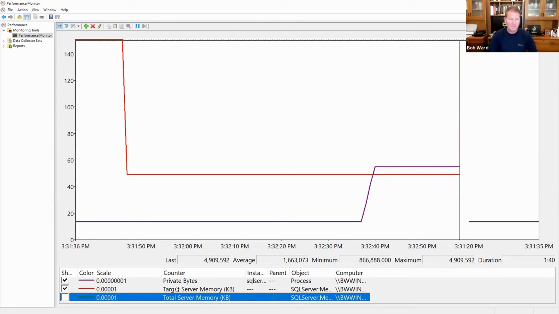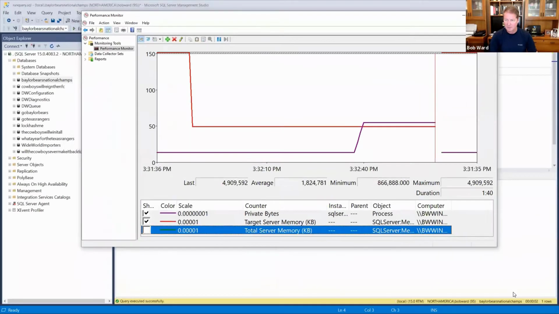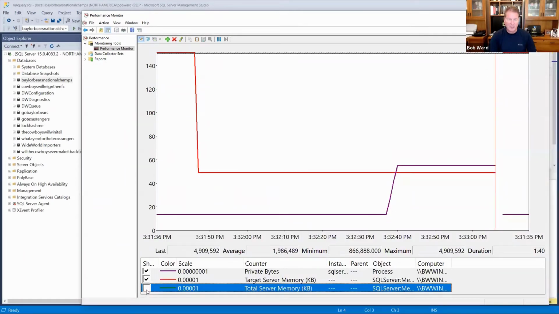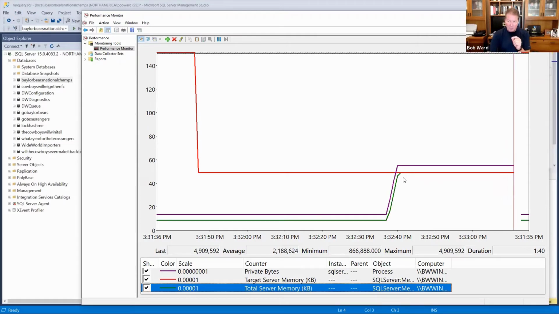I don't know why the total isn't showing here. Let me go break it down here. Oops, we should see that green. Oh, it's not checked. There we go. I unchecked it. Okay, so it looks like the green line is almost right on top of the red line. It's not actually right at that level, but it's very close to it.